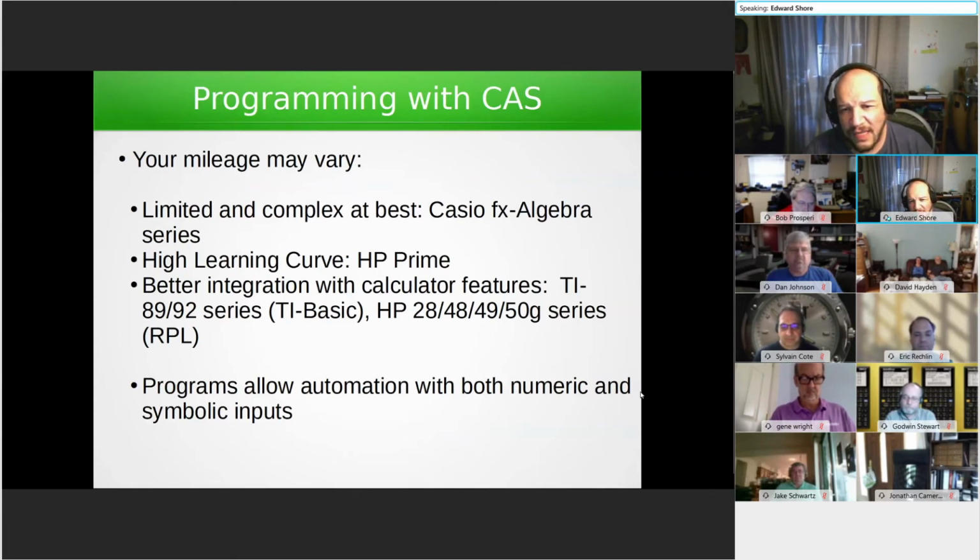The best integration that I've seen on a calculator would be the TI 89/92 series with TI Basic, and then any of the RPLs with the HP 28, 48, 49G series. I just like the integration and the easiness of being able to throw in a CAS enabled command and not have to worry about switching to different modes, not have to worry about syntax. It handles everything just nice. What programs are allowed to do is automate repetitive tasks with both numeric and symbolic inputs.